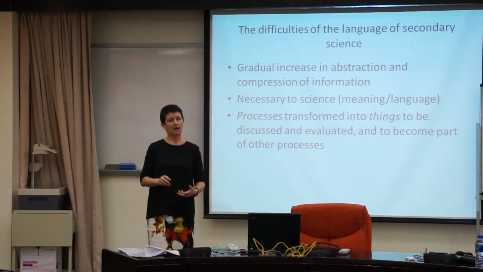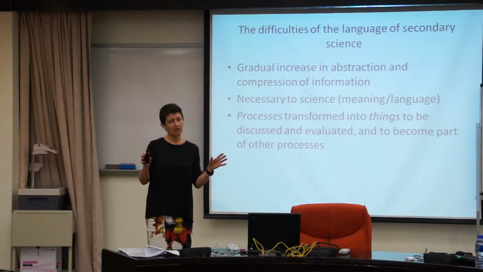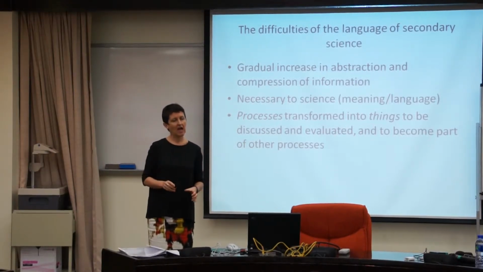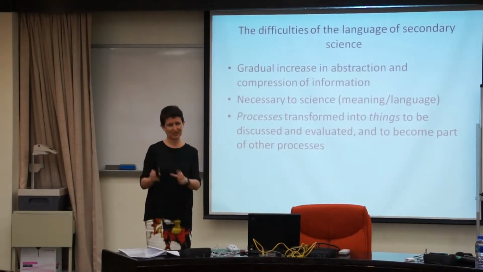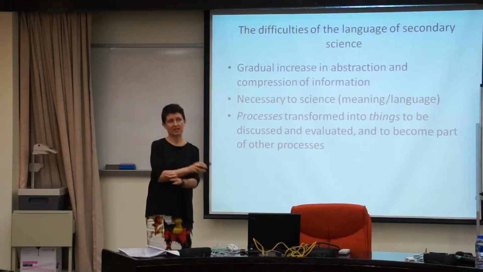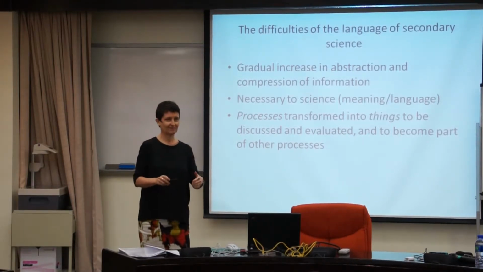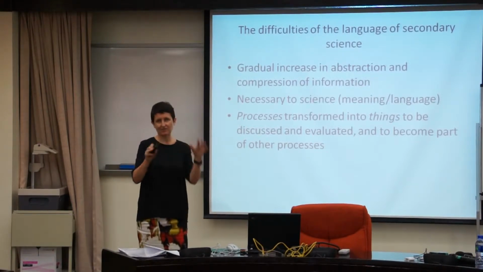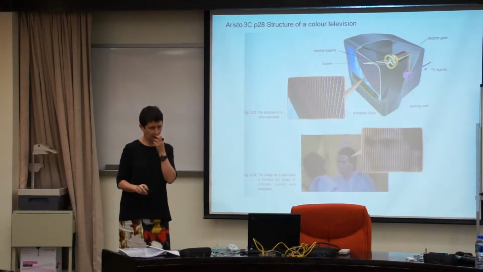Very generally, the abstraction and the compression is happening because in science, relationships between processes are very, very important. And so to talk about these relationships, you first of all take a process, you turn it into a thing, and then you can relate it to other things, and you can discuss and evaluate it. And it's those meanings which require the abstraction and the compression. So let's have an example.